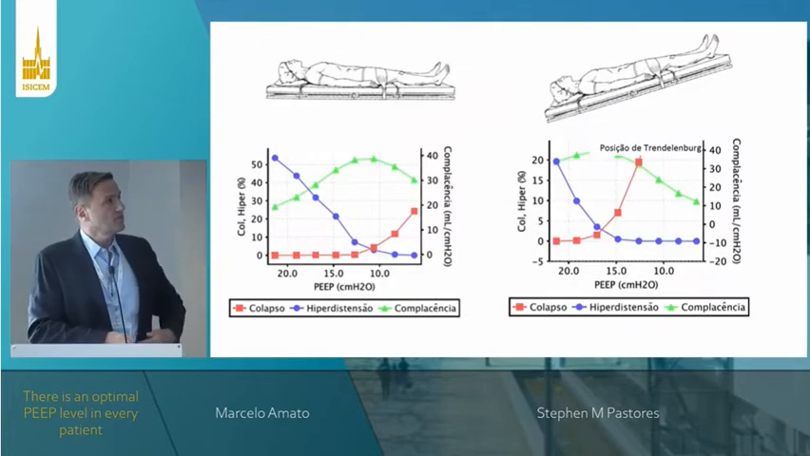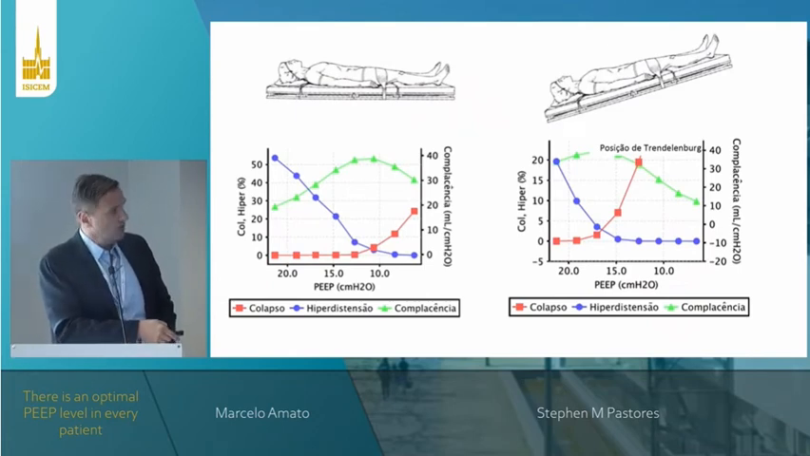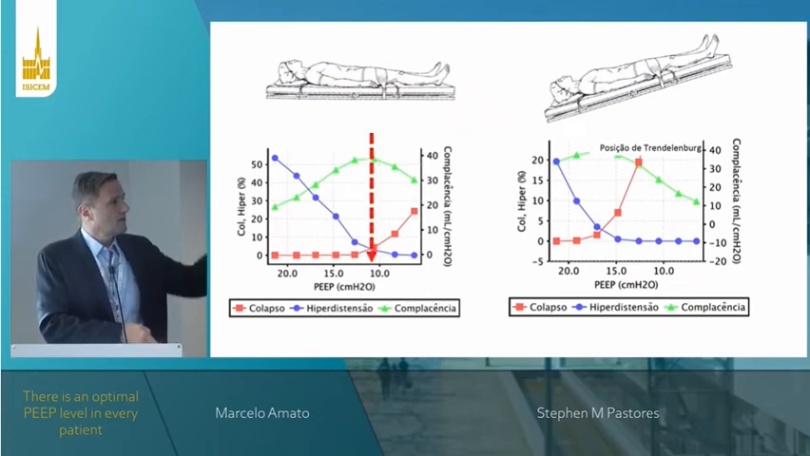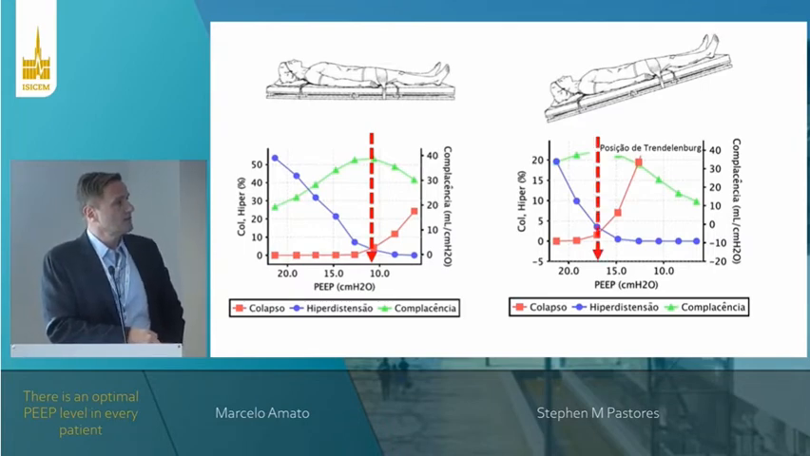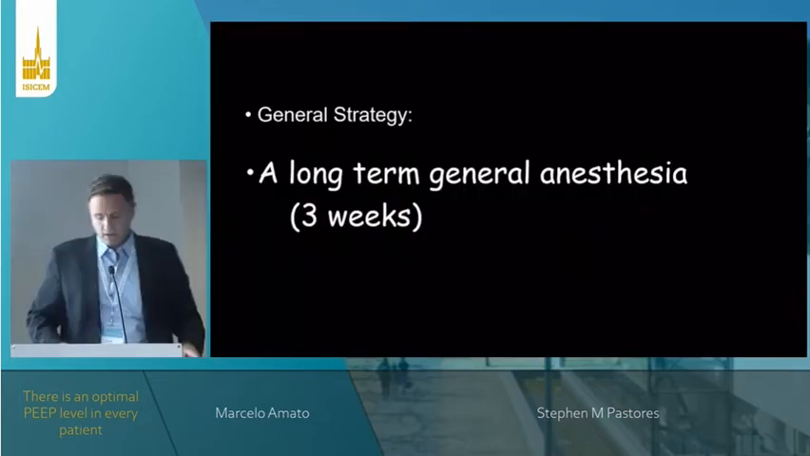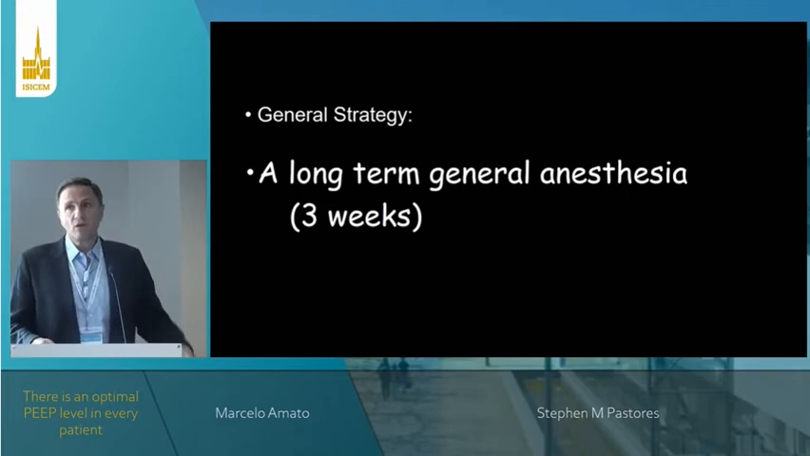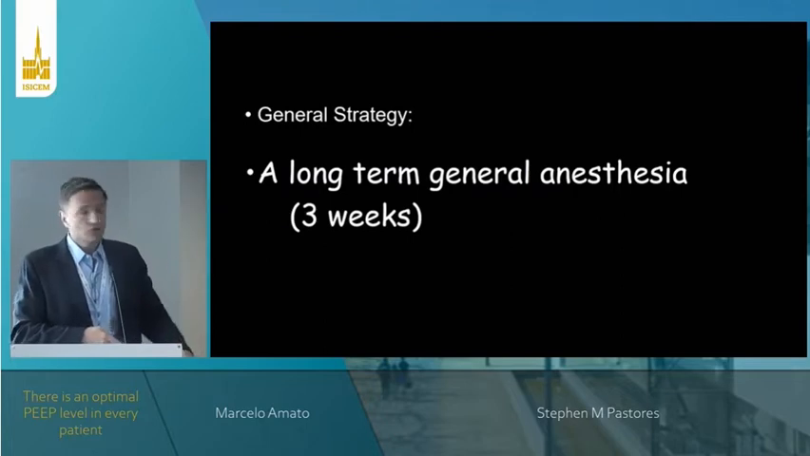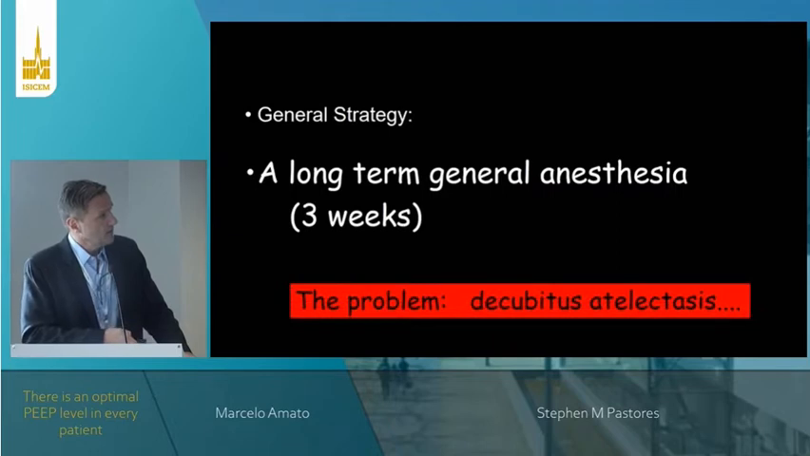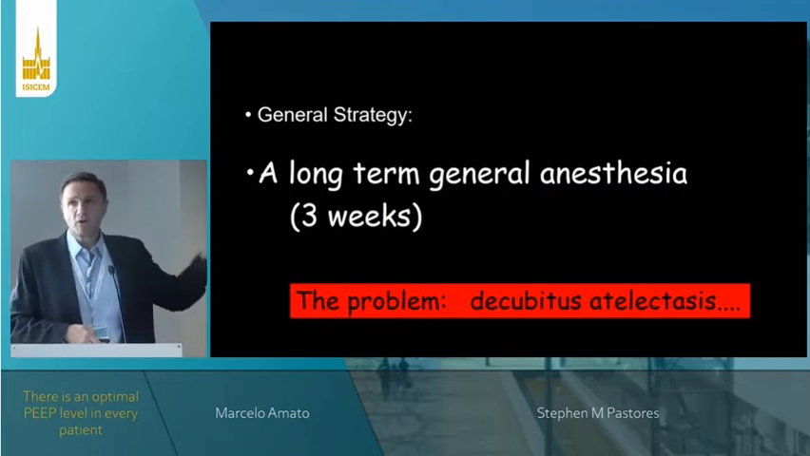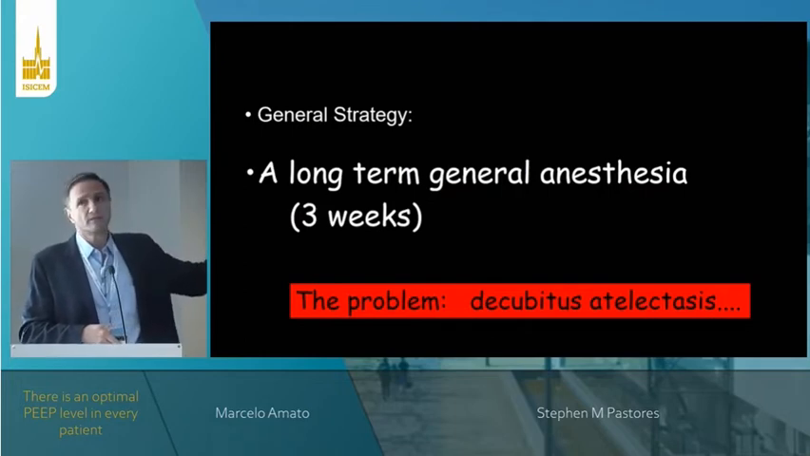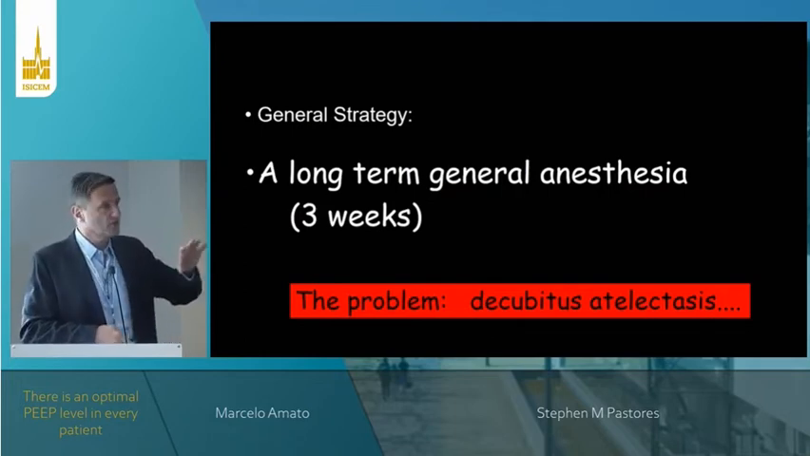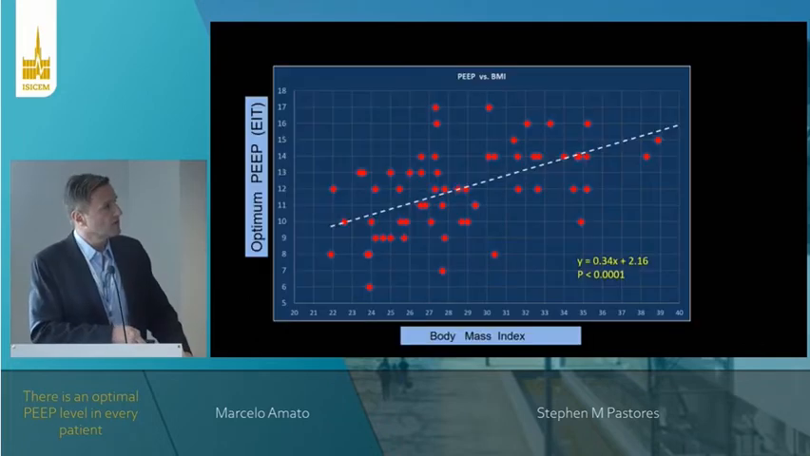Same for position. If I do Trendelenburg, I have a shift of the curve, and the crossing point is set at a different PEEP level. Here is 11, and here is 16. So I think all these problems happen at the bedside, and in a series of patients with COVID, we tried to apply the same principles. We were imagining that the problem of decubitus atelectasis was pretty much related to the fact that we ventilated these patients for a certain period of time at negative transpulmonary pressures.